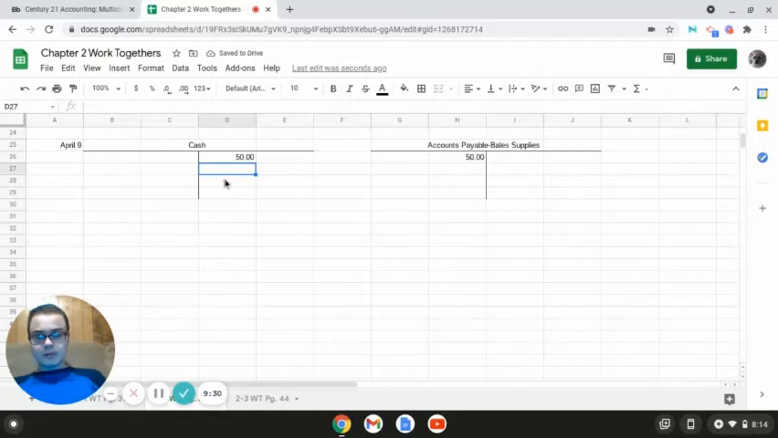Now, for this transaction, both of these accounts are being decreased. That's because since cash is an asset, it increases by a debit and decreases by a credit. Whereas on the flip side, accounts payable, Bail Supplies, is a liability. So that means that it increases by a credit and decreases by a debit. All right, so that is transaction number 5, and it's also the end of the 2-2 work together.